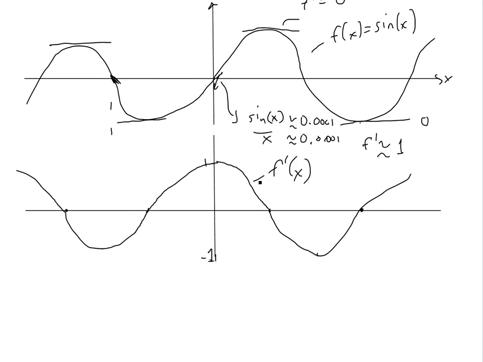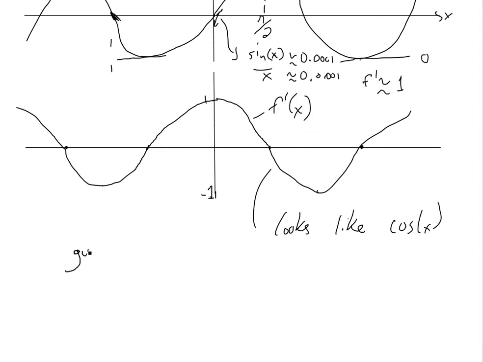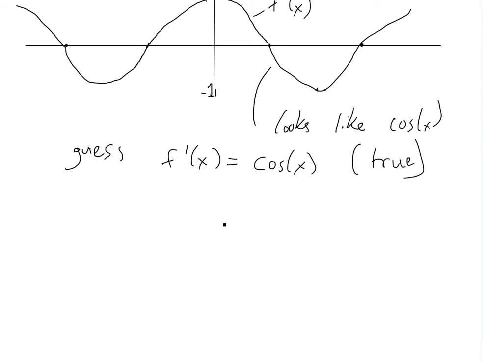And if you've seen my other video, this looks like cosine. It looks like the cosine function, because if this is pi over 2 for sine, or 90 degrees, then it goes to 0 for cosine of x. So it looks like cosine of x. So we can just guess, and I'll show you that this is true, that f prime of x equals cos x. And this is true actually, but I'll prove it right here using the definition of the derivative.